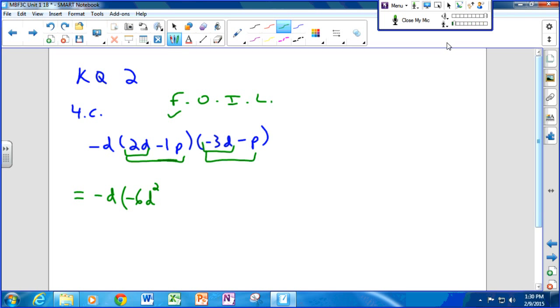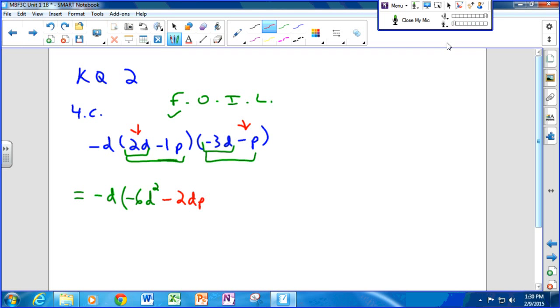Now we're going to do the outside one. I'll change to red. So we're going to do 2d times negative p. Well, this is going to be interesting. So the signs, I have a positive times a negative. The sign's going to be negative. I have a 2d times p. Well, I'm going to write 2dp.